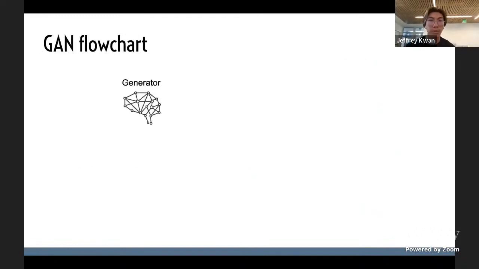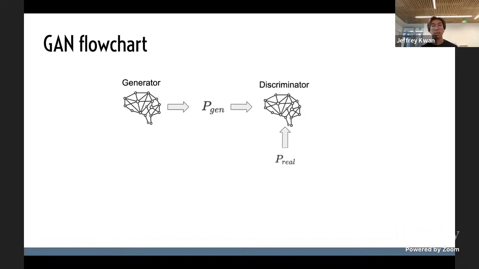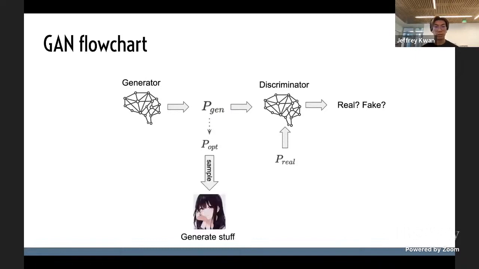I also made a brief flow chart here just to highlight the concept. You start with the generator, which is a neural network. It outputs some kind of probability distribution. You feed it, along with the real distribution, into the discriminator, which tries to tell them apart. And through classical machine learning optimization, you end up with some kind of optimal probability distribution, which you can then use to generate stuff.